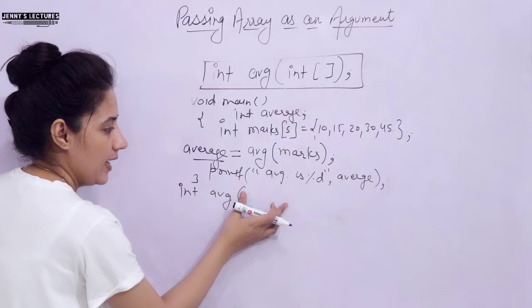Marks of 0 means what? It will access this value, because obviously this is a pointer to this. Right? So 0 plus 10 is what? In sum we have first of all 10. Then marks 1 means index is 0, 1, 2, 3, 4, means this value would be accessed. Then 10 plus 15. So this is how total would be done.